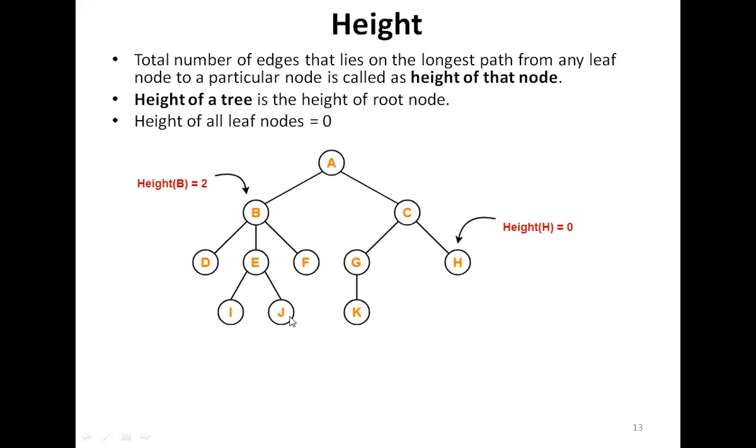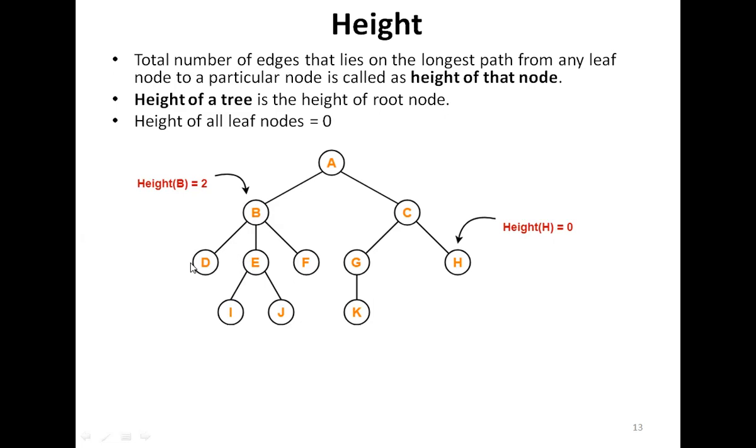B E J is one path, B E I is another path. The path from this node B to a leaf node. So how many leaf nodes are there? Sir, D and F. Four leaf nodes: D, I, J, and F are the leaf nodes. So from B there will be 4 paths.